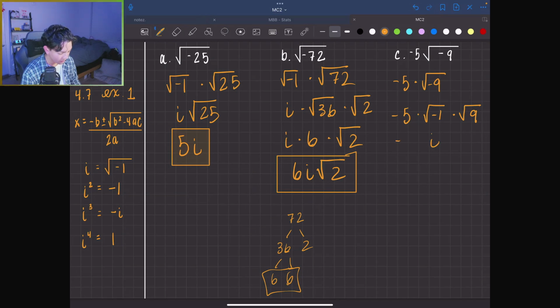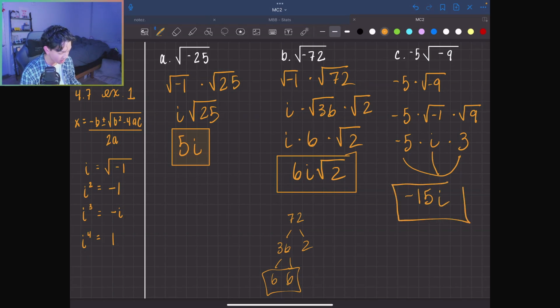So now this is -5 times i times the square root of 9, and the square root of 9 is just 3. And then this is going to be just times 3. Now let's multiply this all out together. -5 times 3 is -15, and then we have our i left over. So your solution is -15i.